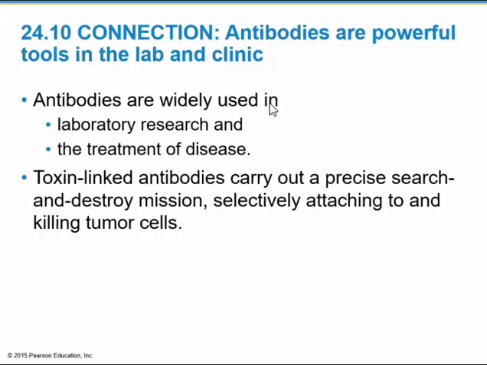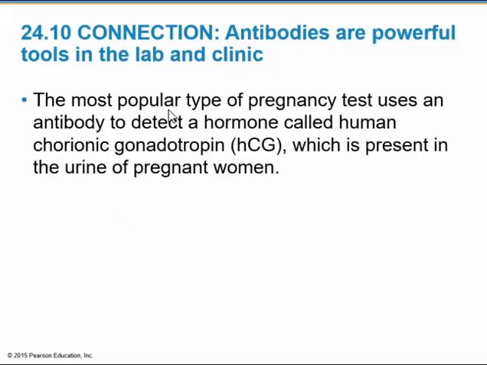Alright, antibodies are used in research, home pregnancy kits, and in the treatment of cancer by designing specific antibodies that recognize cancer cells and carry toxins. They can bind to these cancer cells and poison them using these toxins. And in home pregnancy kits, they use an antibody to detect a hormone excreted in urine called HCG.